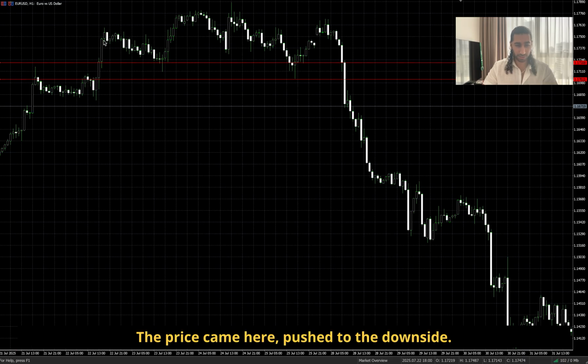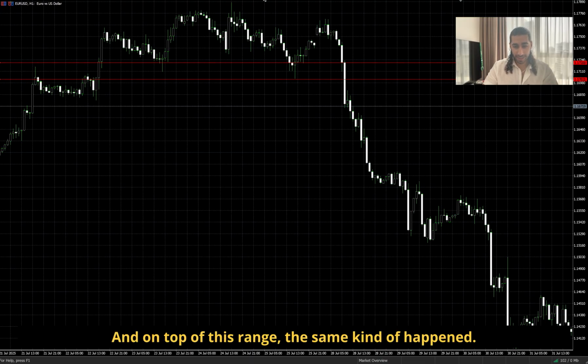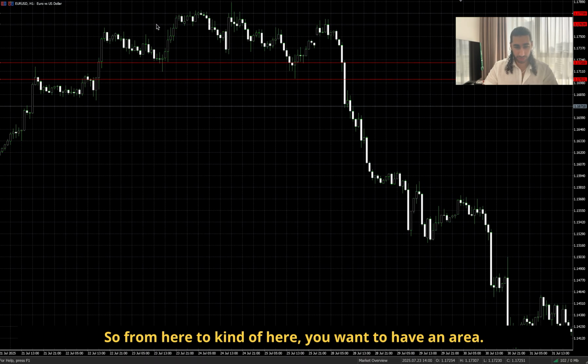The price came here, pushed to the downside. What happened? Got pushed to the upside. Tried to retest it, didn't even go there, pushed to the upside. Tried to retest it, didn't even breach it, got pushed to the upside. And on top of this range, the same kind of thing happened. So from here to here, you want to have an area.